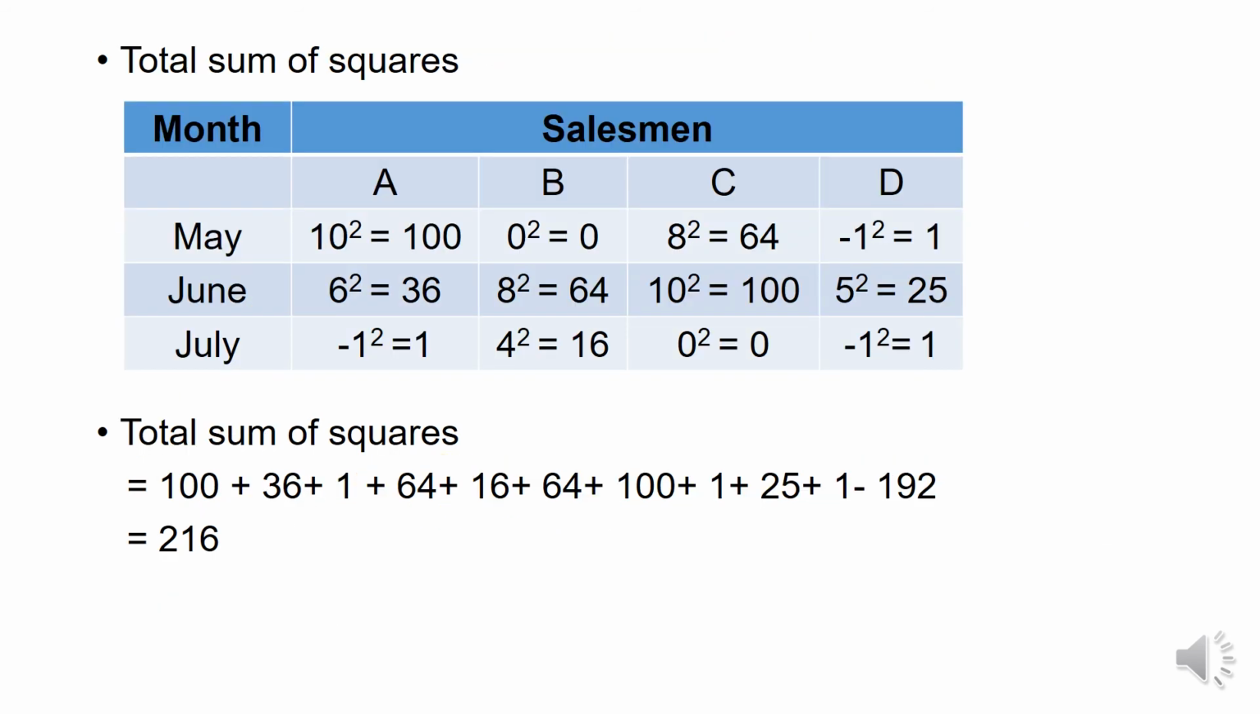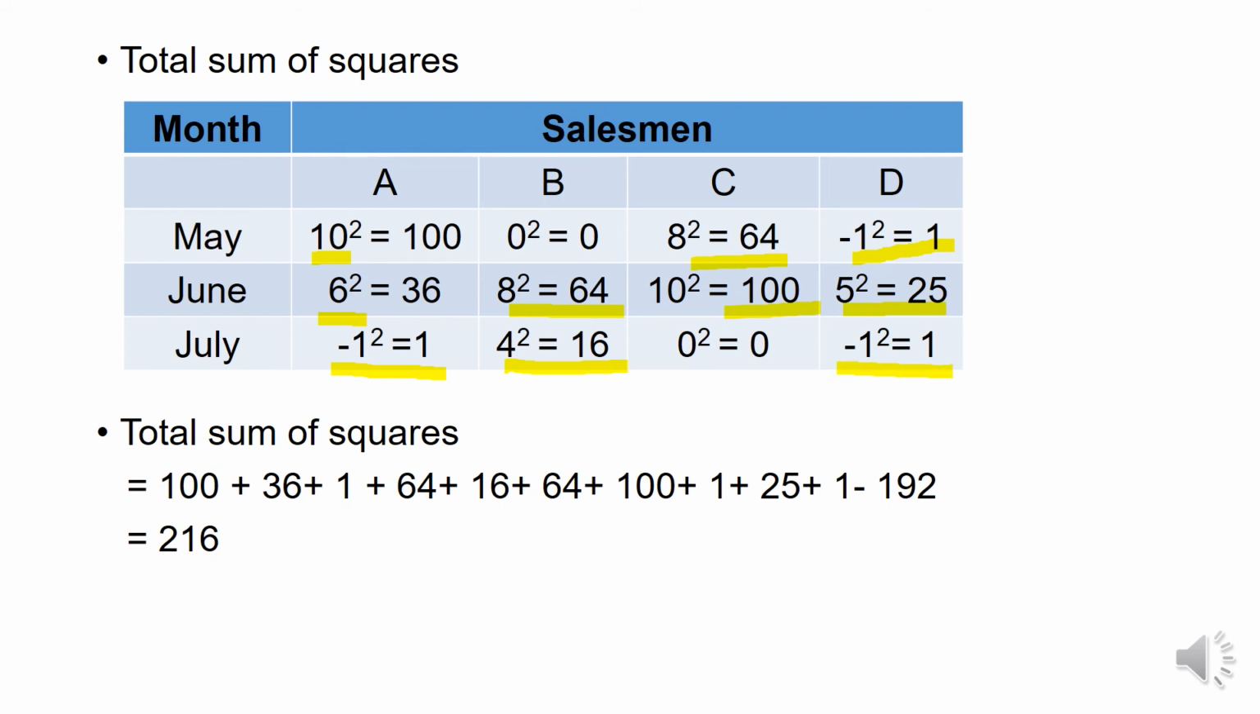The total sum of squares can be achieved by taking the square of the values on an individual basis. That means the square of 10 is equivalent to 100, the square of 6 is equivalent to 36, the square of minus 1 is equivalent to 1, the square of 8 is equivalent to 64, the square of 4 is equivalent to 16, the square of 8 is equivalent to 64, the square of 10 is equivalent to 100, the square of minus 1 is equivalent to 1, the square of 5 is equivalent to 25, and lastly the square of minus 1 is equivalent to 1.